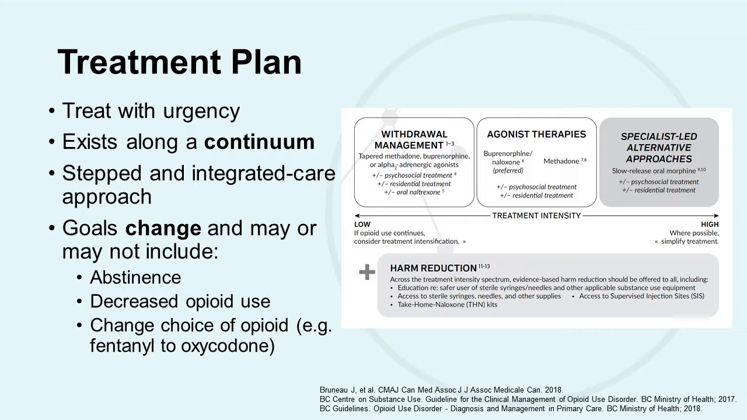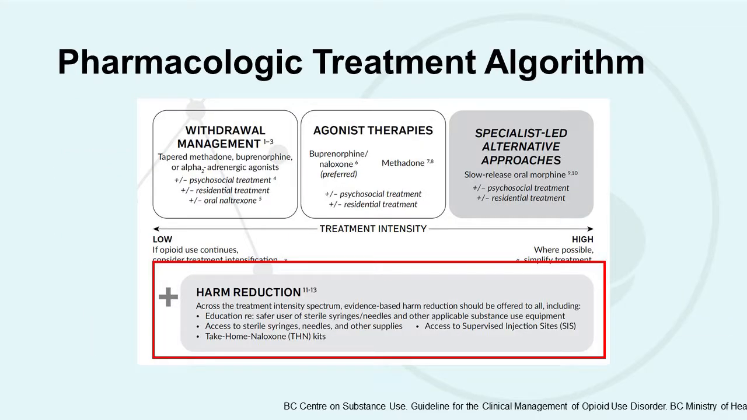Note that goals are not always abstinence. We should approach it from a view of harm reduction. For example, reduced opioid use is better than using 100% IV street drugs. This is the algorithm from the CRISM and BCOUD guidelines. Harm reduction is the foundation of treatment. We should encourage all patients to adopt harm reduction practices.